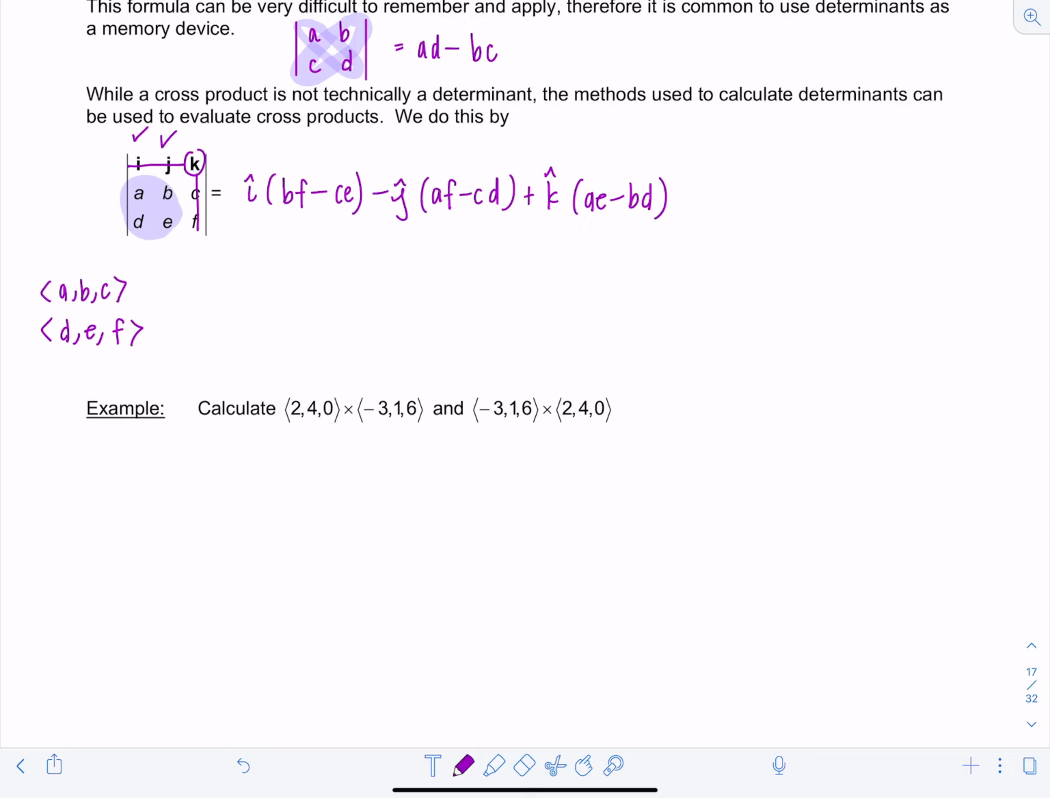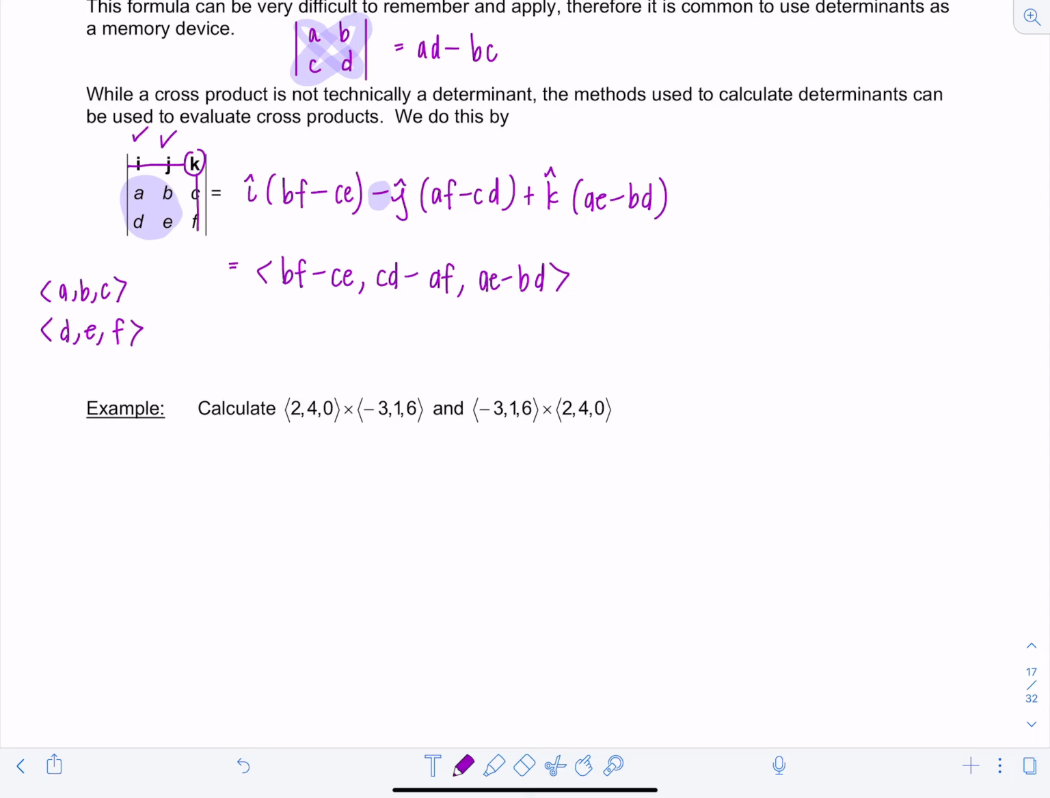Okay, and then I can write this using our other notation for vectors and components. So the first component would be BF minus CE. The order of subtraction reverses on the next one because of this minus sign, so it would be CD minus AF. And then the last component would be AE minus BD.